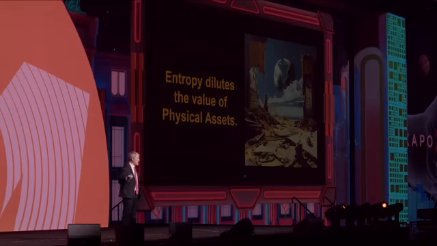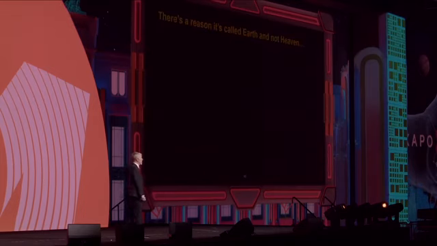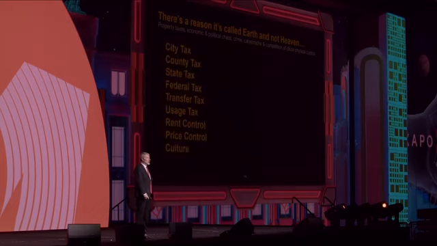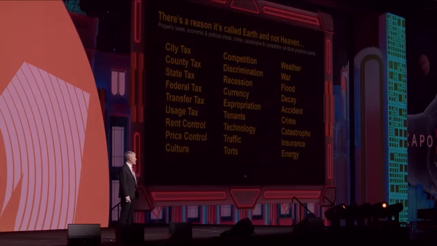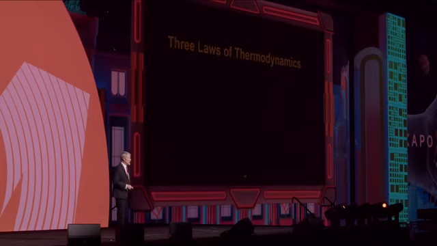Entropy is diluting the value of your physical assets. It's sucking the capital, the energy out of them. There's a reason it's called earth and not heaven. Because politicians are very creative. They got a city tax, a county tax, a state tax, a federal tax, a transfer tax, a usage tax on the property. And if that doesn't get you, there's rent control, price control, or a culture shock. Then you got competition. You might get discriminated against. There's recession. The currency can collapse. Your tenants won't pay you. Someone will slip and fall on the front sidewalk and sue you. There's weather, war, crime, and catastrophe. And if energy prices go through the roof, it's going to be hard for you to make a go of it. Physical capital is not a simple solution.